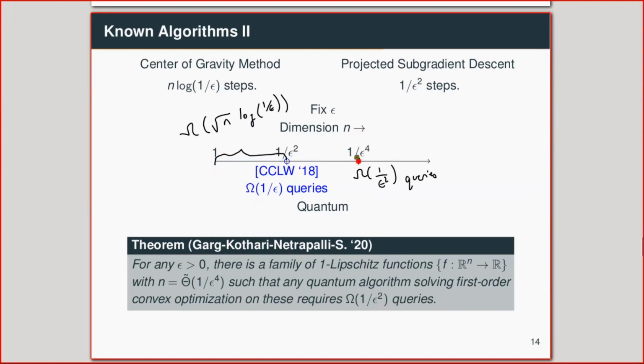This is too cluttered. In this region, we have a lower bound of omega 1 by square root n. And eventually, over here, if you do 1 by square root n, that's the same as 1 by epsilon square. From this point onwards, we know that we need 1 by epsilon square queries. So the upper bounds and lower bounds do not match before 1 by epsilon to the 4. They only match afterwards.